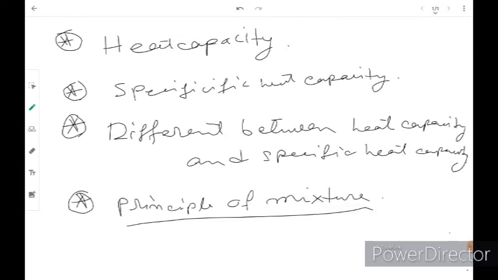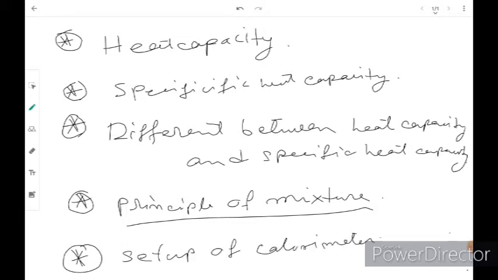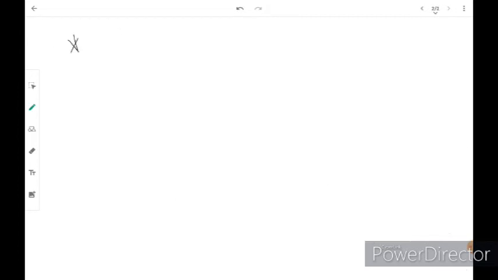Today we'll be discussing the difference between heat capacity and specific heat capacity. After that we'll be discussing the principle of mixture. Thirdly we'll be talking about the setup of the calorimeter, and finally we'll be doing some numericals. So first we'll be looking at heat capacity.